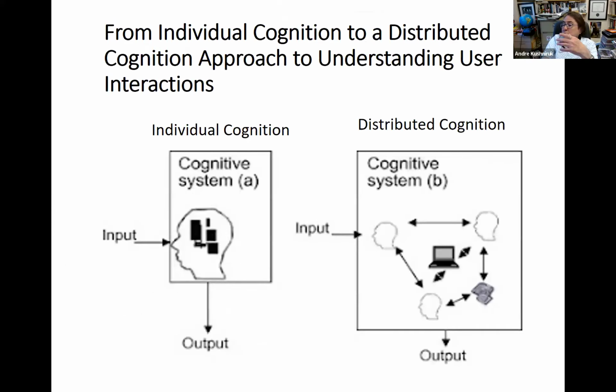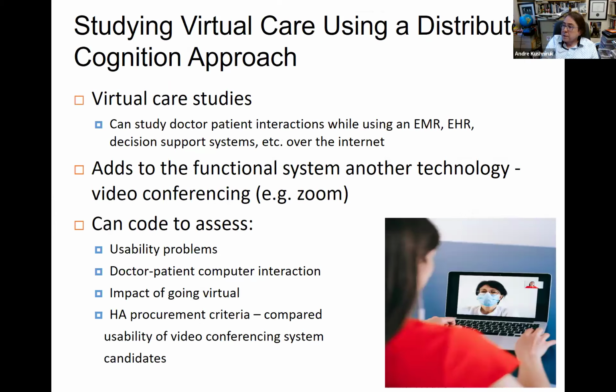And again, this is just to show that we were moving from looking at the individual level to the level of distributed cognition. So how did that apply practically to, say, current research we're doing? Well, we also began studying more recently virtual care using a distributed cognition approach, where we do studies where we look at doctor-patient interactions while using an EHR or EMR or decision support over the internet while they're actually talking or interviewing a patient.